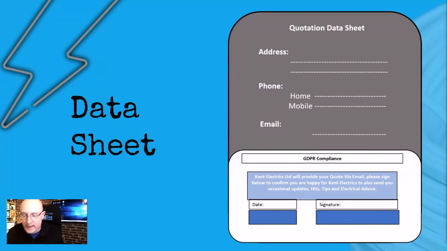The other thing you can do is on a paper-based form, when you're providing them with their quotes, you can provide them with an A4 sheet of paper that has their details on it, and it simply has a little bit of wording which you can see down the end here. I don't know if you can read that actually. In this instance, it's Kent Electric will provide your quote via email. Please sign below to confirm that you are happy for Kent Electrics to also send you occasional updates, hints, tips, and electrical advice.